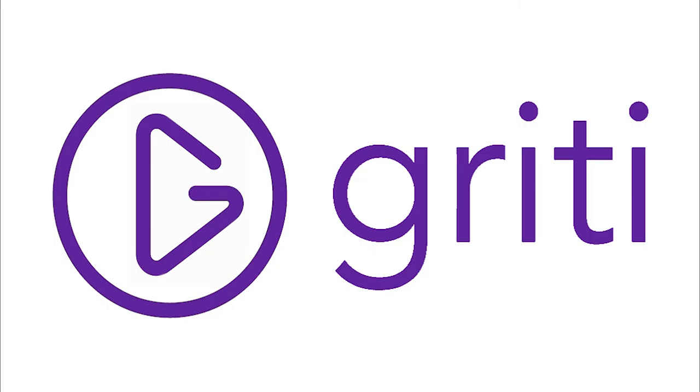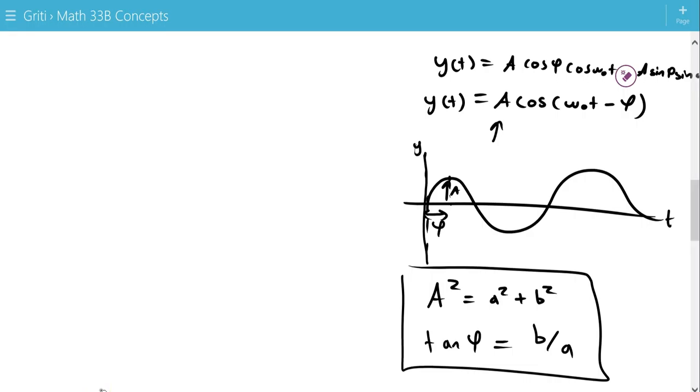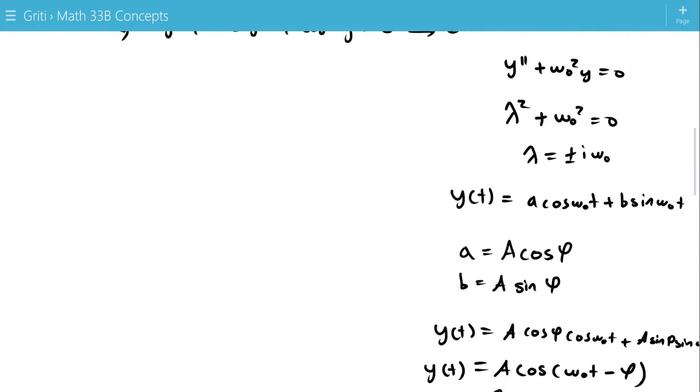So now we can consider the case where C is not equal to 0.